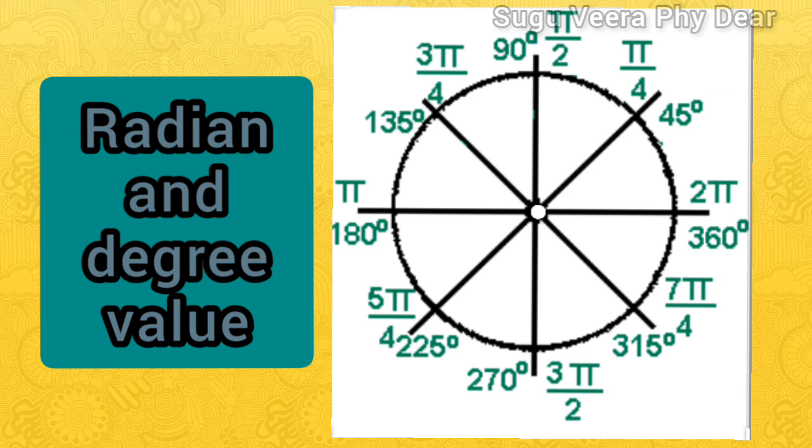Radian and degree values: 360 degrees is 2 pi radian, 45 degrees is pi by 4 radian, 90 degrees is pi by 2, 135 degrees is 3 pi divided by 4, pi is 180 degrees, 225 degrees is 5 pi divided by 4, 270 degrees is 3 pi divided by 2, and 315 degrees is 7 pi by 4.